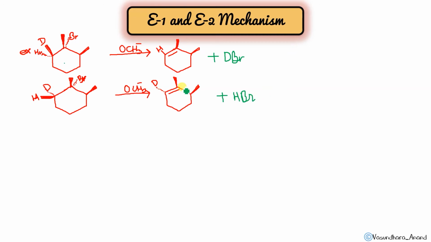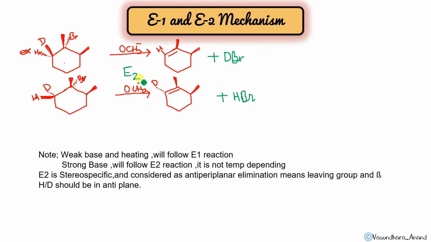So that means this elimination reaction, with a strong base, obviously both are following the E2 reaction. The E2 reaction says that it is very stereospecific. That means which plane it will take the beta elimination from is very specific. And second, it is an anti-periplanar elimination reaction. It means that the leaving group and the hydrogen or the deuterium at the beta position should be in anti plane. They should be opposite to each other's plane, meaning if one is above the plane, the other is below the plane.